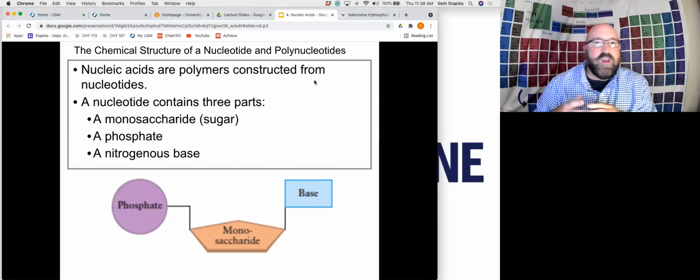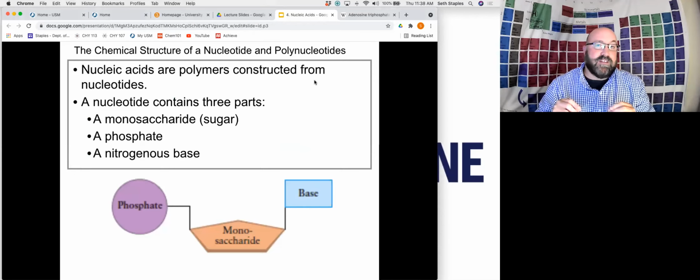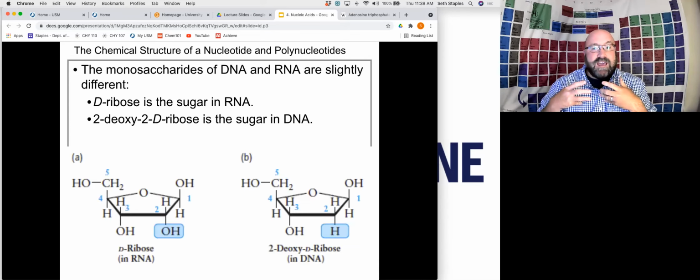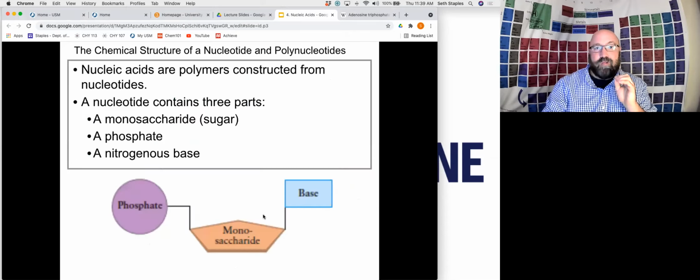Nucleic acids are polymers which are constructed from what we call nucleotides. A nucleotide contains three main parts. We have a monosaccharide. Remember, saccharides are just sugars. So a monosaccharide, a phosphate group, and a nitrogenous base. So three main parts to all different types of nucleotides. As the name implies, nucleic acids, our RNA and our DNA molecules, are made up of long chains of these various nucleotides.